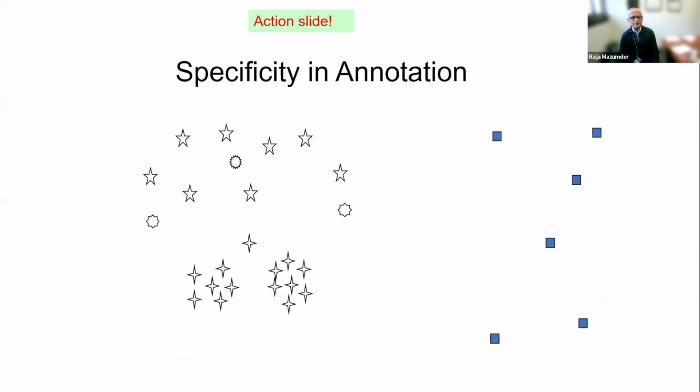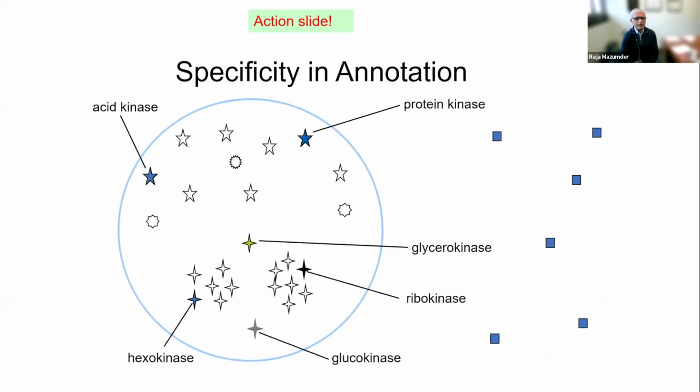So here's an example that I want to run through. All these dots you see here are different proteins. If you run it, the proteins are in a space based on identity, based on BLAST hits. So let's say this is a group of proteins that you have, and you can find papers for these proteins. The ones marked with stars: one is an acid kinase, one is a protein kinase, one is a glycerokinase, one is a ribokinase, a glucokinase, and a hexokinase.